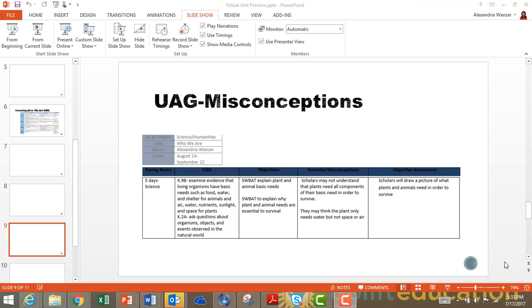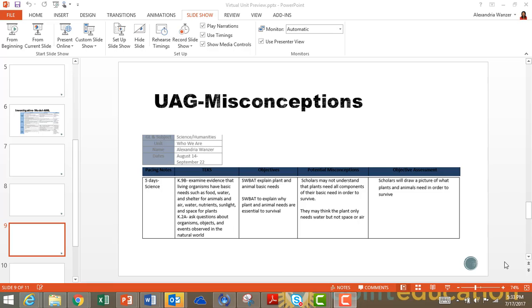So for our unit at a glance, whenever you look at your unit at a glance, you will also find that it goes over potential misconceptions as well. Remember that the unit at a glance gives you an overview of each TEKS and the potential misconceptions scholars might have. This is also a great resource to help with backward planning, because it gives you the amount of days a lesson should take, the TEKS, objectives, misconceptions, and ideas for an assessment.